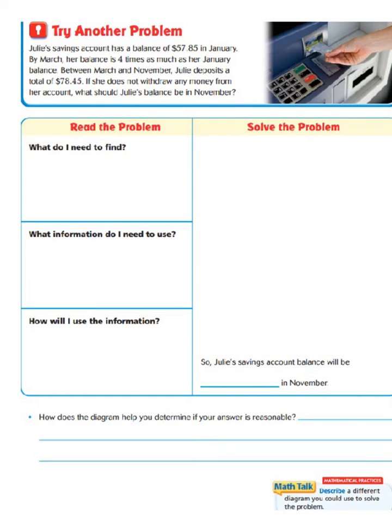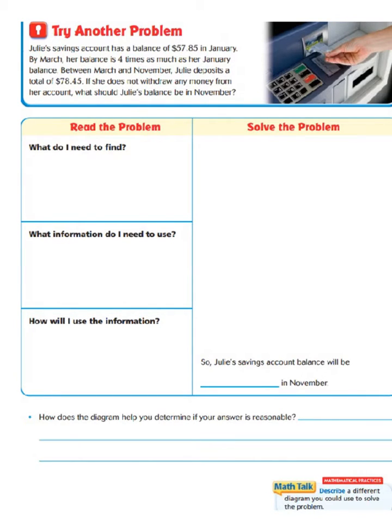So let's try another problem. It says Julie's savings account has a balance of $57.85 in January. By March, her balance is 4 times as much as her January balance. Between March and November, Julie deposits a total of $78.45. If she does not withdraw any money from her account, what should Julie's balance be in November?